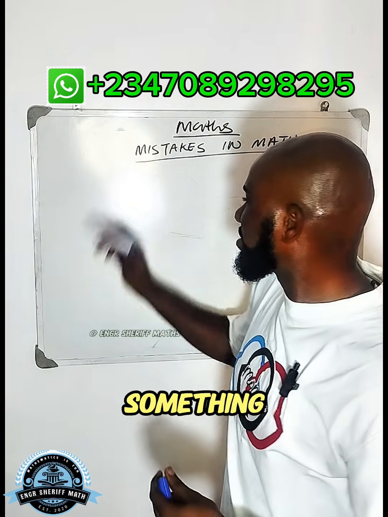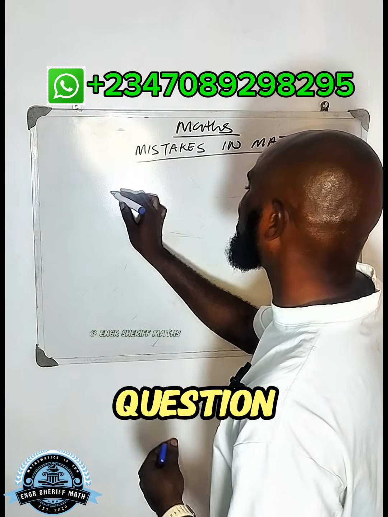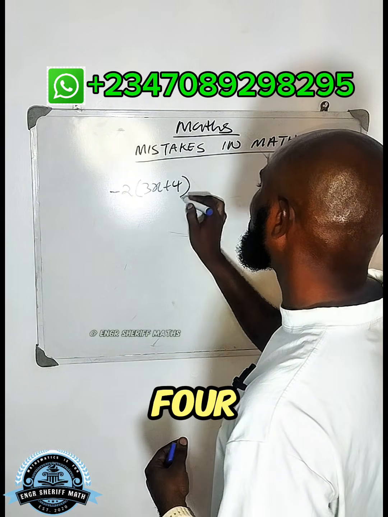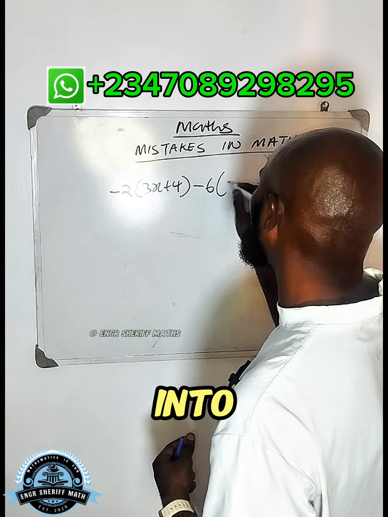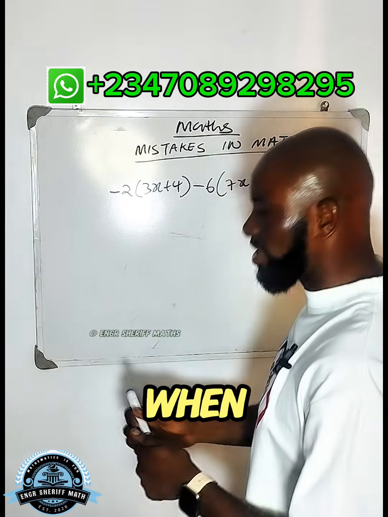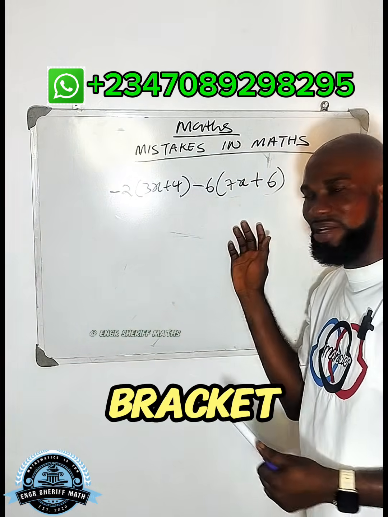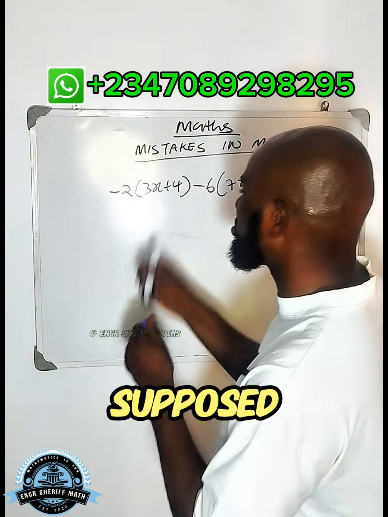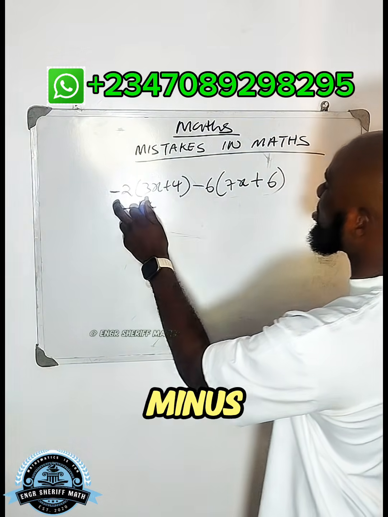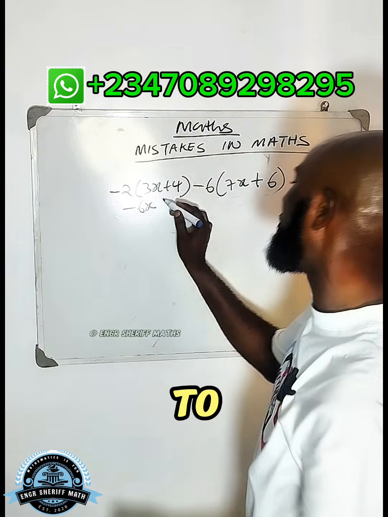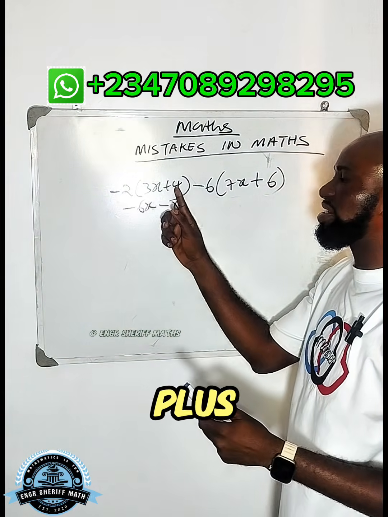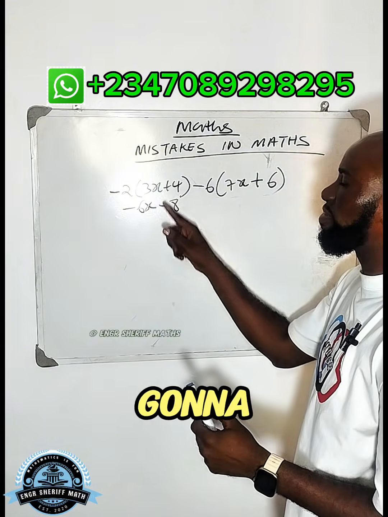So for example, let's say we have a question like this: minus 2 into 3x plus 4, into minus 6 into 7x plus 6. Sometimes when you're expanding, when you're opening these brackets, minus 2 times 3x is supposed to be minus 6x. And minus 2 times plus 4 is supposed to be minus 8. But most of the time, some students write this as plus 8, thinking that since here is plus, it's going to be plus.